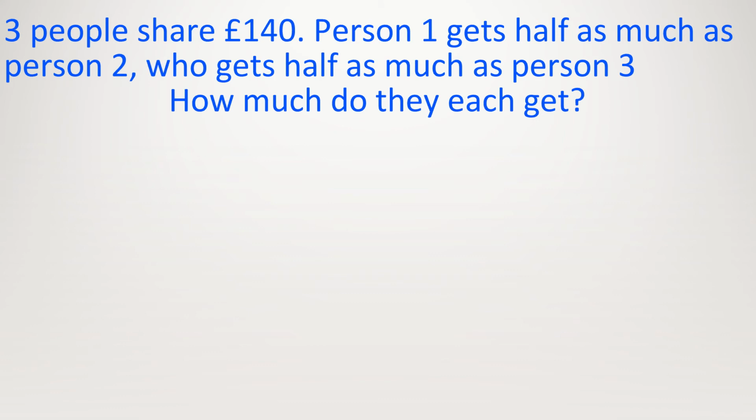Let's have a few columns. We have person 1, person 2, person 3, and a total column. Imagine person 1 has £1, but this person has half as much as the next. So that person has £2. Now looking at this number, £2 who has half as much as the next person. So that means they have £4.